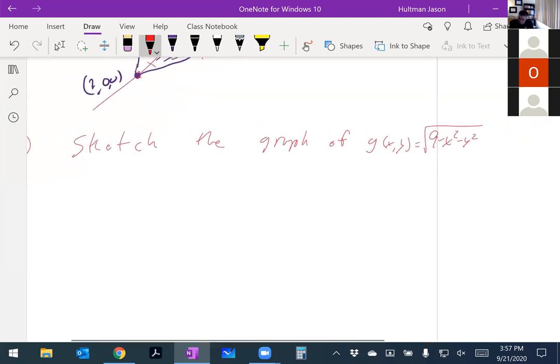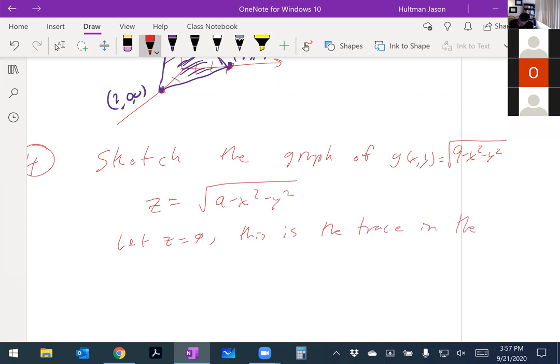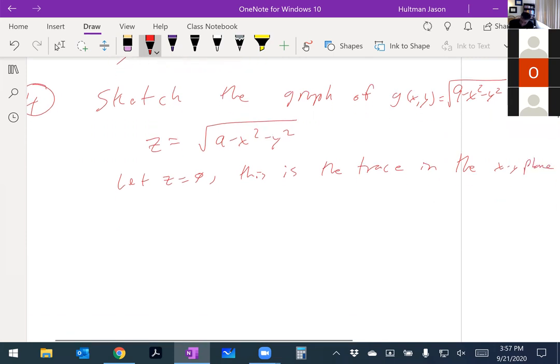Okay, so what's the graph of this thing going to look like? Well, let's make that g of x, y into just one variable. This is going to be z equals the square root of 9 minus x squared minus y squared. Okay, so let's let z equal 0. So when z is equal to 0, that's going to be a trace in the xy plane, right?